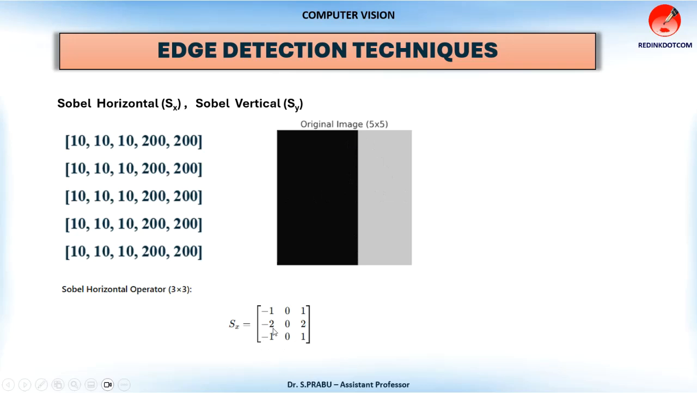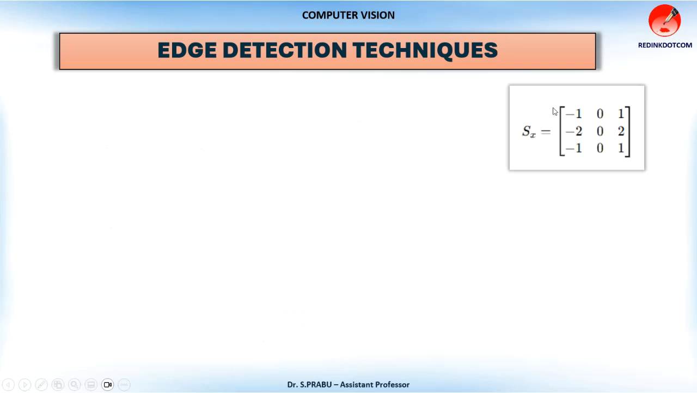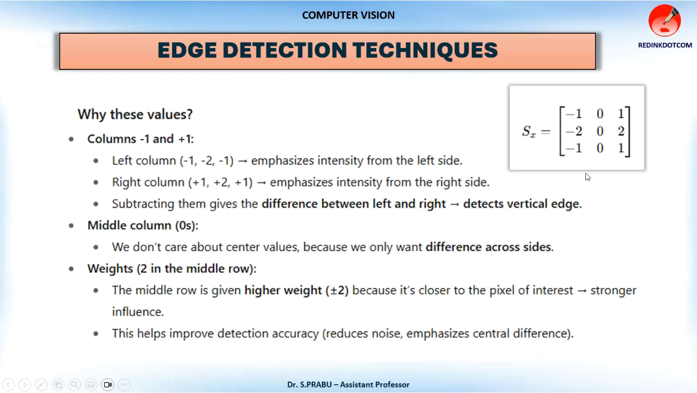Before going to the calculation, let's try to understand the meaning of these values. The left column has negative values and the right column has positive values. This setup emphasizes intensity differences between the left and right sides. So when we subtract them, we can detect vertical edges. The middle column is filled with zeros because we don't really care about the center. We only want the difference across the sides.